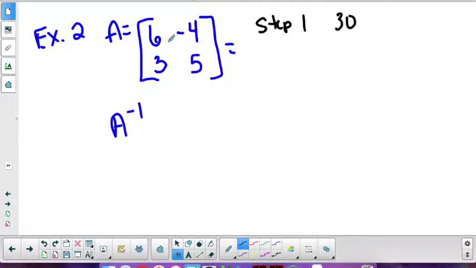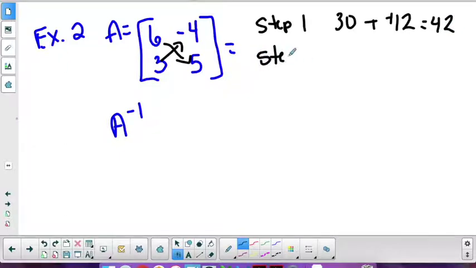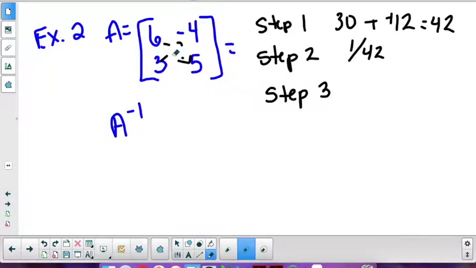30 minus negative 12 equals 42. Okay, so and I think I wasn't supposed to do that quite yet. Let's try that again. So 42. All right. Step 2, reciprocal, would be 1 over 42. Okay, step 3 is our swap and change. So remember, swap and change.